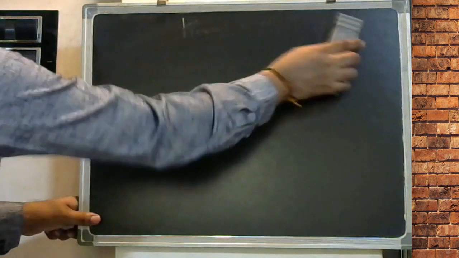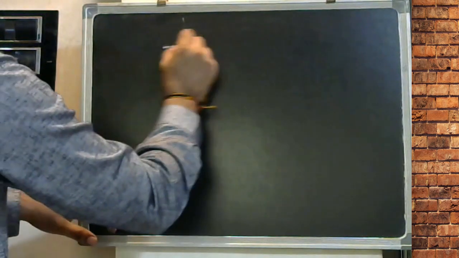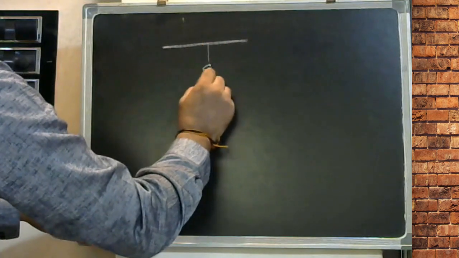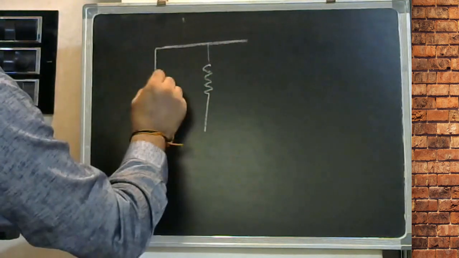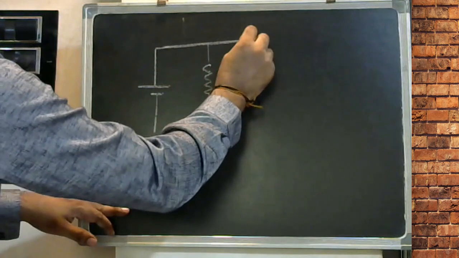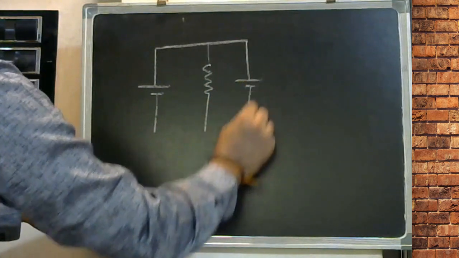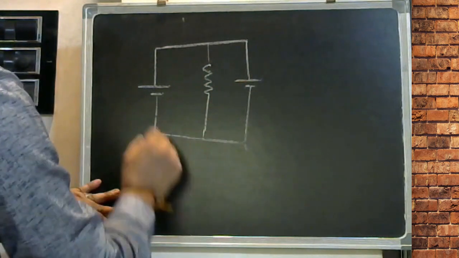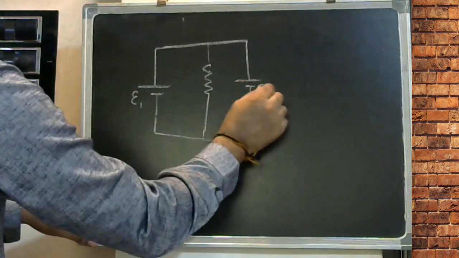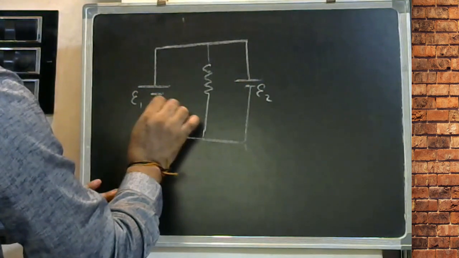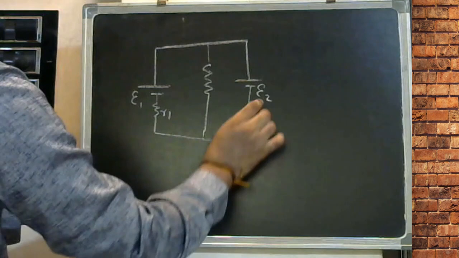Now, how do we use it in normal circuits? This is a simple example where you have to use the junction rule. Imagine there are two batteries, and this is E1, this is battery E2. If you want, you can have internal resistance here, R1, and internal resistance here, R2.